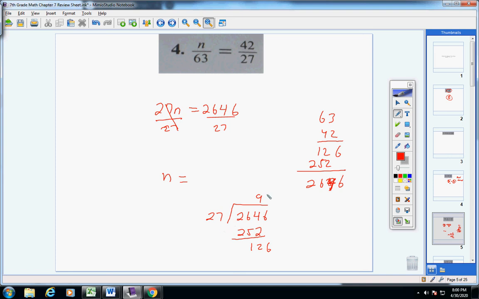This would go in 7 times. No, not quite.